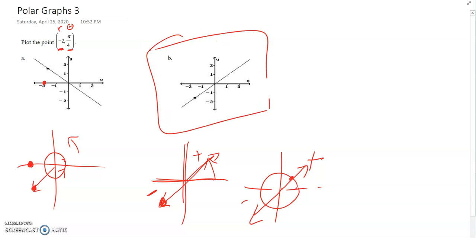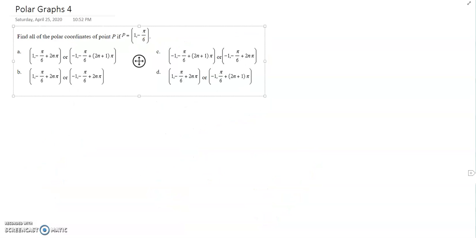As I mentioned, some people do radius and then angle measure. Some people do angle measure then radius. Doesn't really matter, but either way, make sure you go in the negative direction of the radius, but the positive direction of the angle.